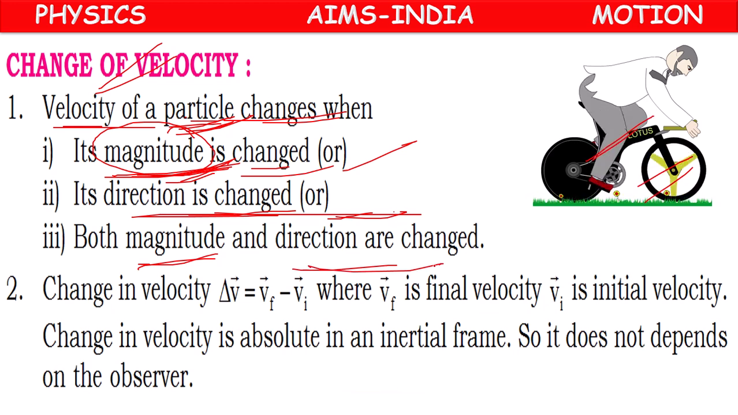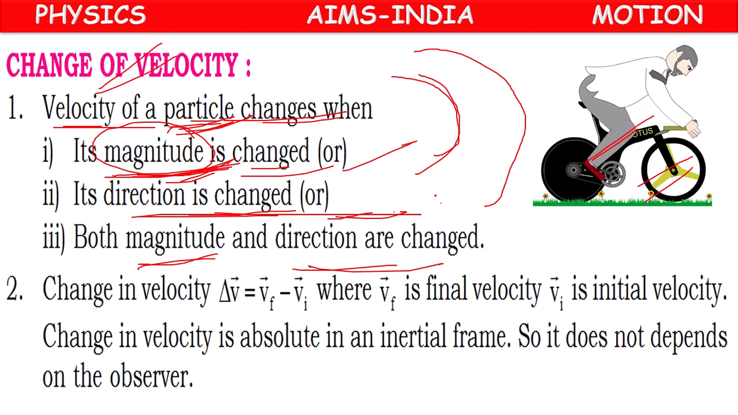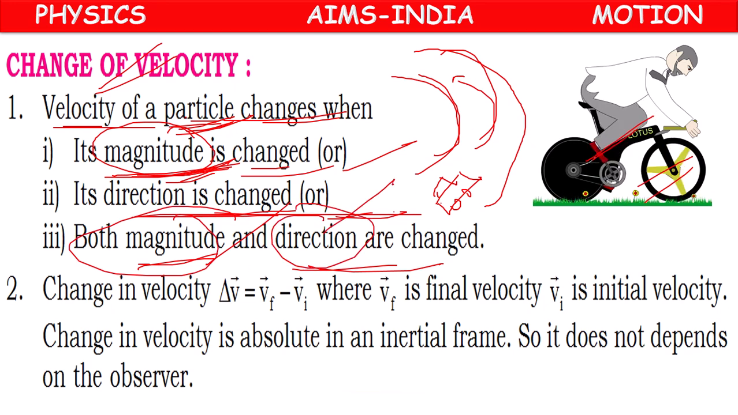Suppose we are going in a car on the outer ring road. What do we have to do? If you are moving in a car on the outer ring road, we have to take the turn and we have to change the speed. Both we have to do at a time. Speed will change, magnitude will change, direction will change. At that time also we can observe change of velocity.